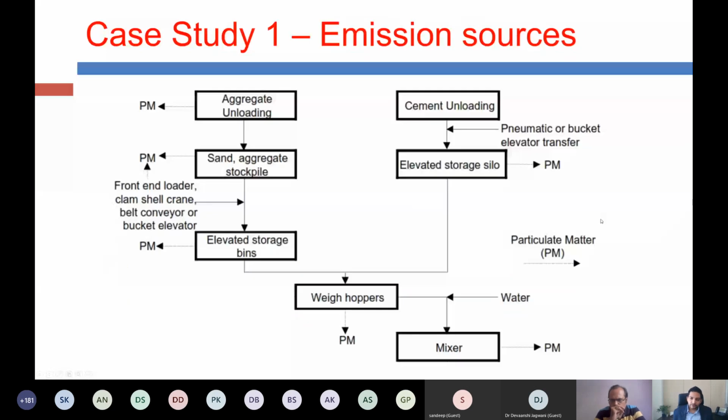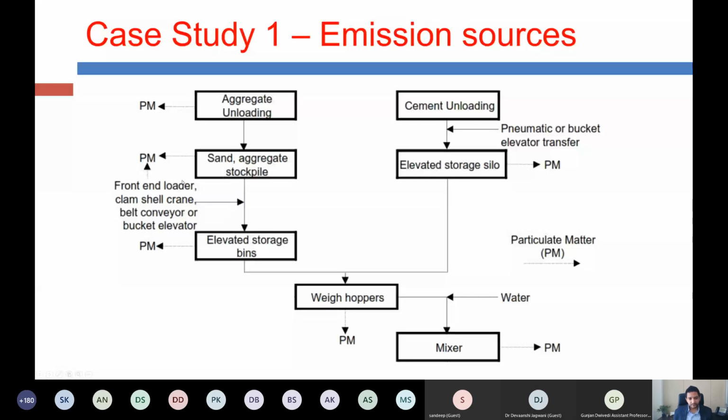Again, this is an extract from the US EPA, wherein they have studied this concrete ready mix plant very well, and based on the actual measurement of more than 250 such ready mix plants, they have come up with these emission factors. As we can see, it starts with aggregate loading and unloading. All different kinds of aggregates are brought to the site, and when they are unloaded at the site, due to the wind, there is a possibility of emission of particulate matter.